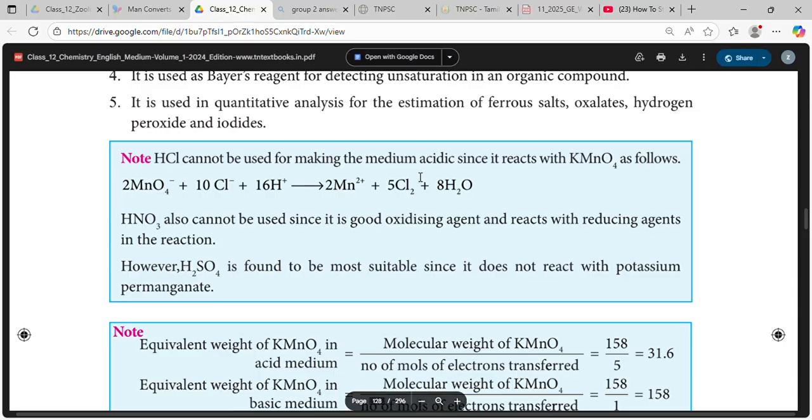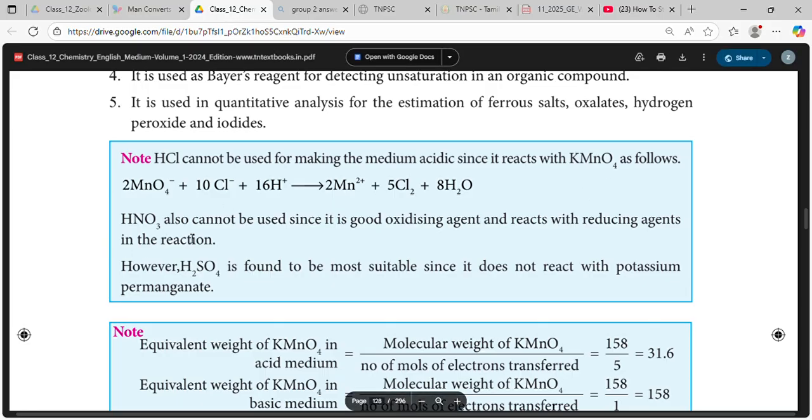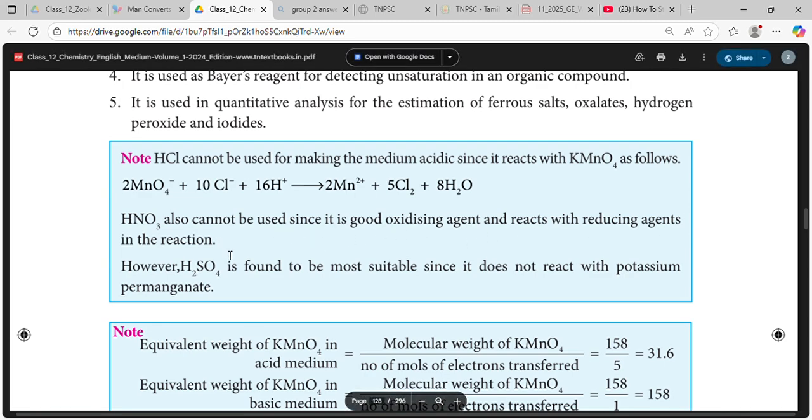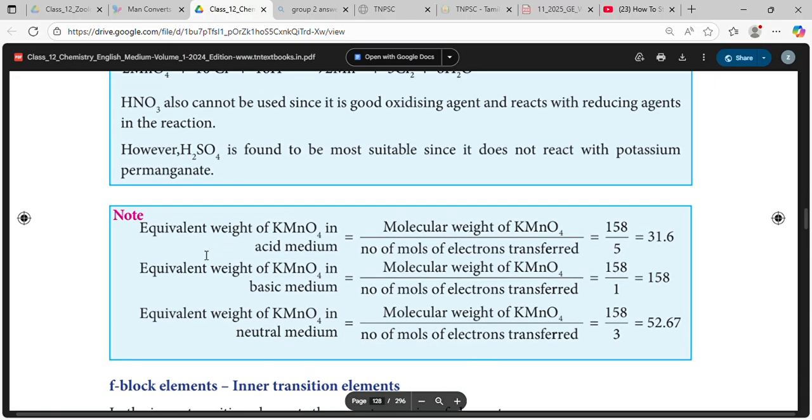HCl cannot be used for making the medium acidic since it reacts with KMnO4. HNO3 also cannot be used since it is a good oxidizing agent and reacts with reducing agents in the reaction. H2SO4 is found to be more suitable since it does not react with potassium permanganate.